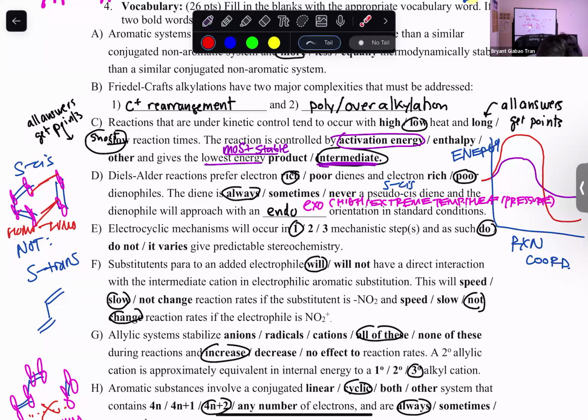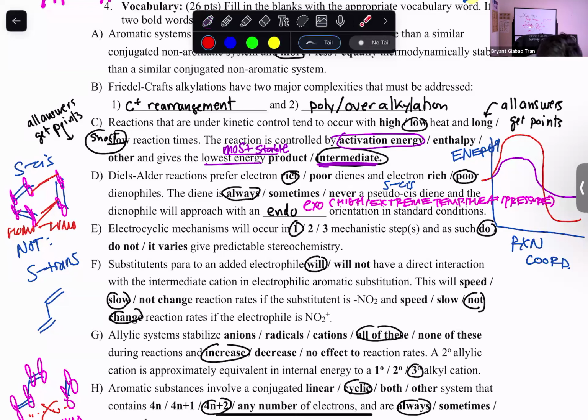Let's see. Okay. Allylic systems stabilize all of these because allylic systems can do resonance with anions, like this, radicals like this, and cations like that, and even double bonds like that. So negative charge anions, positive charge cations, radicals, and even double bonds can do resonance during reactions and increase reaction rates. Right, so this is talking about the SN1 reaction, right?